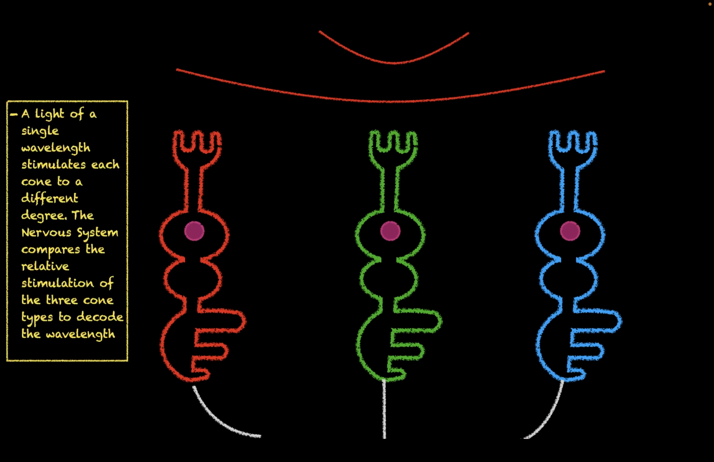So in other words, a light of a single wavelength stimulates each cone to a different degree. The nervous system then compares the relative stimulation of the three cone types to decode the wavelength. So in other words, the brain is comparing what the signal looks like from each different cone, and depending upon how these signals compare, it can then determine the wavelength of light that we are seeing. So we need multiple different types of cones in order to decode the wavelength of light that we are seeing.